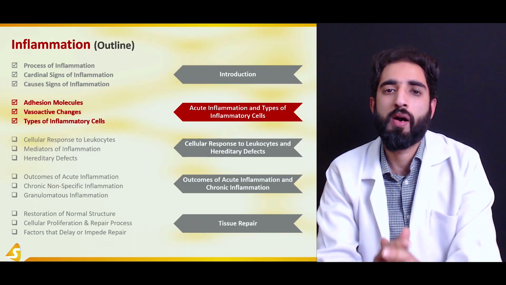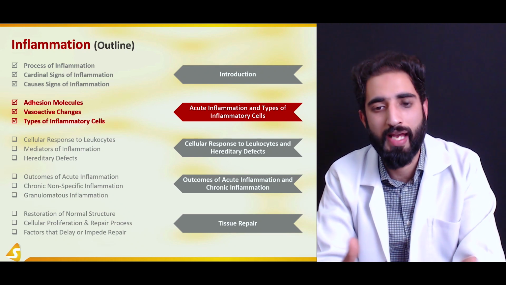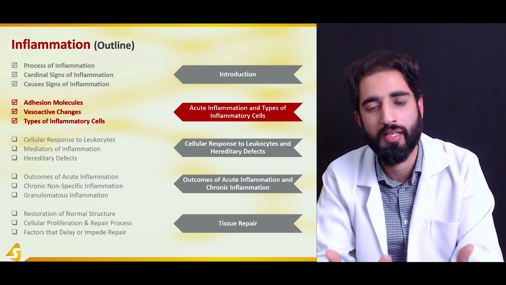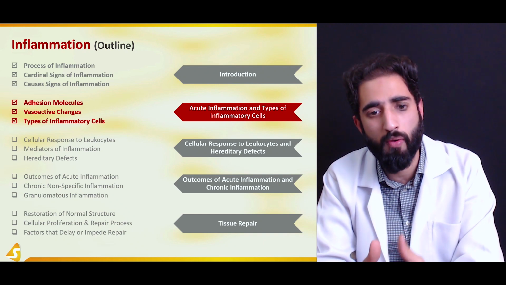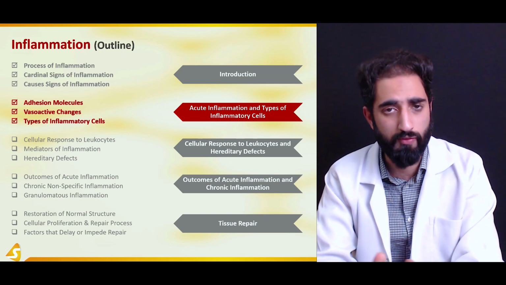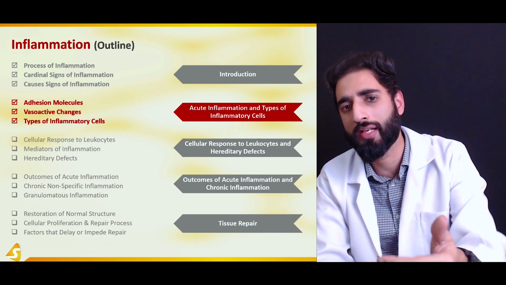So, in this part of the inflammation, we talked about the acute inflammation, in which we talked about the adhesion molecules, the vasoactive changes during the acute inflammation, and the different types of inflammatory cells which are involved in the acute inflammation. Even though the acute inflammation topic is not covered completely, we are going to continue it in the next part.